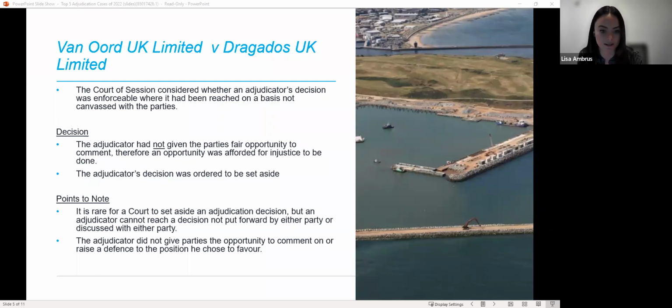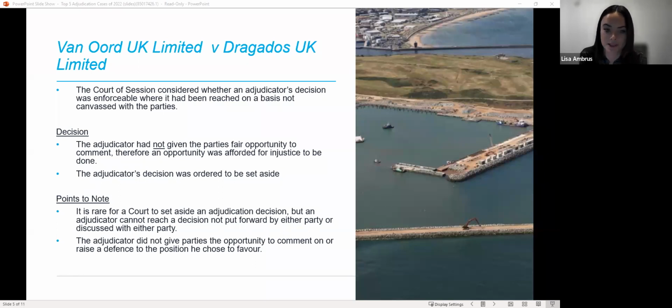Fairness demanded that the adjudicator had at least given the parties a chance to address him on this during the adjudication. The court agreed that whether Dragados's potential time bar argument in respect of the adjudicator's chosen date of the 31st of July would have changed the decision or not didn't matter. What mattered was that Dragados was deprived of the opportunity of making the argument. The court therefore concluded that the adjudicator had not given parties fair opportunity to comment, and that the adjudication decision could not stand and was ordered to be set aside.